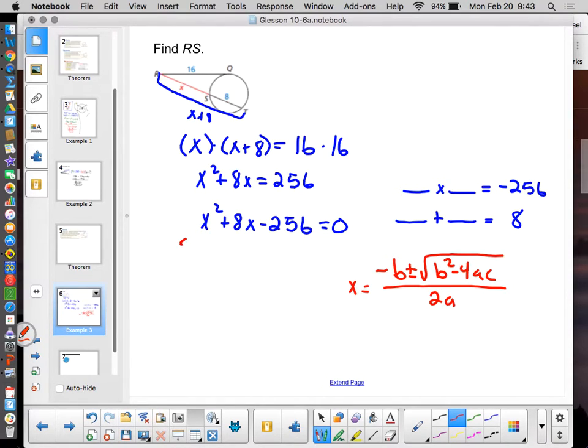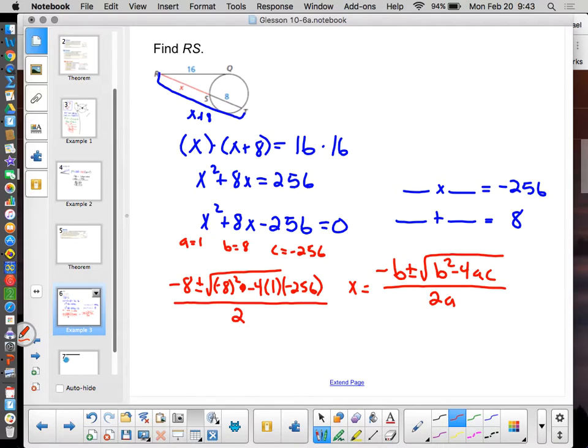Now remember, in this case, the A equals 1, the B equals 8, the C equals negative 256. And this is all review from algebra. You did this in Algebra 1. But it dives right in here. So what do? We plug those values into my formula. Negative 8 plus or minus the square root of negative 8 squared, minus 4 times 1 times negative 256, all over 2 times A, which is 1.